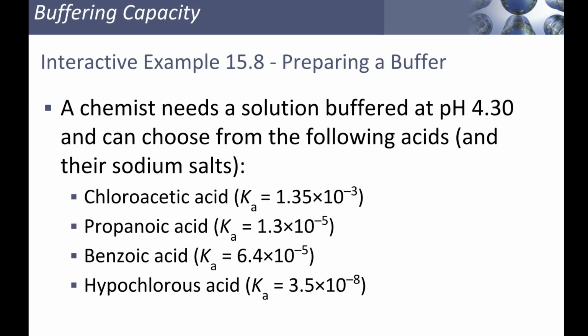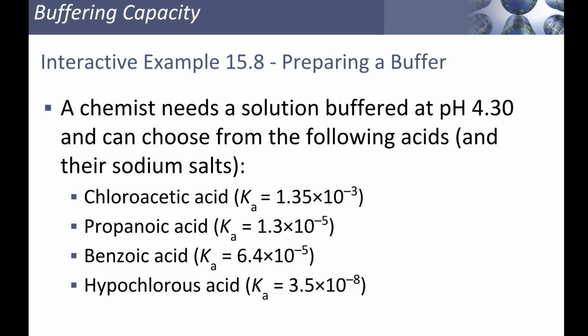And so let's look at this. I think this was the problem that I wanted you to look at to do the review questions, right? A chemist needs a solution buffered at pH of 4.30 and can choose from the following acids and their sodium salts. Right, so you have chloroacetic with a Ka of 1.35 times 10 to the negative 3, propanoic 1.3 times 10 to the negative 5, benzoic acid 6.4 times 10 to the negative 5, and hypochlorous acid, which is HClO, 3.5 times 10 to the negative 8.